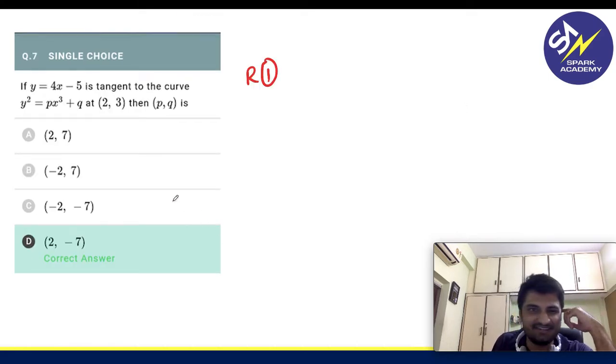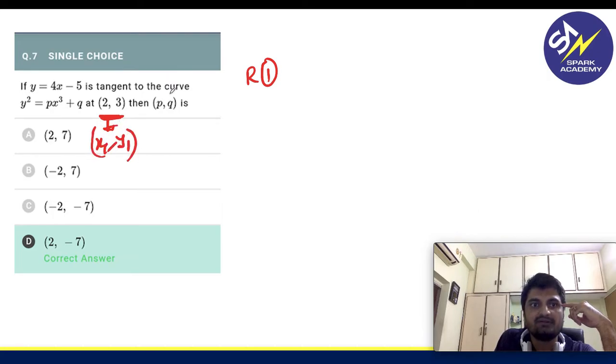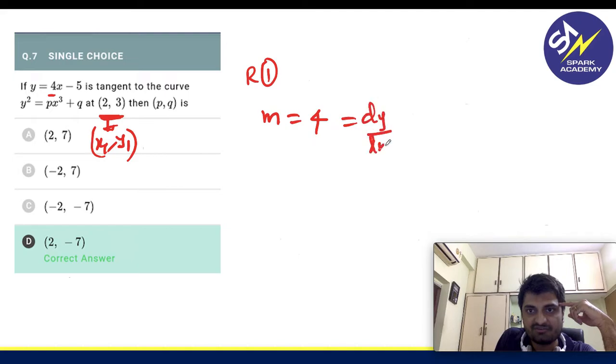Now look at this tangent, guys. Tangent, simple and straight, at point 2, 3. So a curve is given to you and a point is given to you. This is the point of contact, so this is basically my x1, y1. They're asking P and Q. So tangent is given, right? What is the slope of the tangent basically? Slope is given as 4, which is also dy by dx at your point x1, y1.